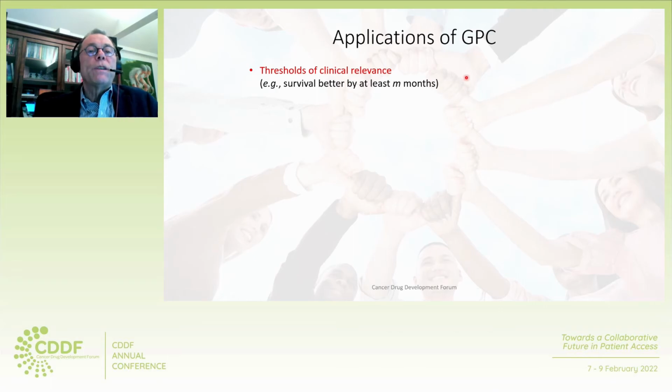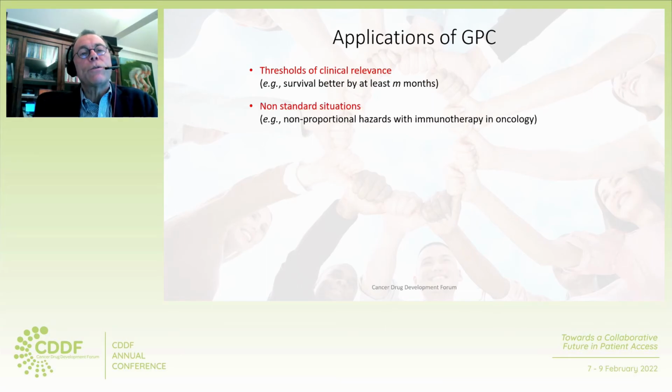Of course, we've used this feature of thresholds of clinical relevance, for example, to say, well, is the survival on treatment better by at least 6 months compared with the survival on control, or at least 12 months, or at least any number of months? So we can vary the number of months and look at the net treatment benefit as a function of the threshold that we choose. We can also look with GPC at non-standard situations.